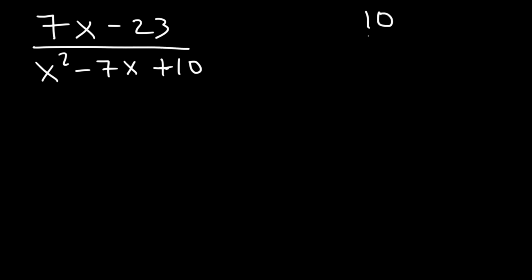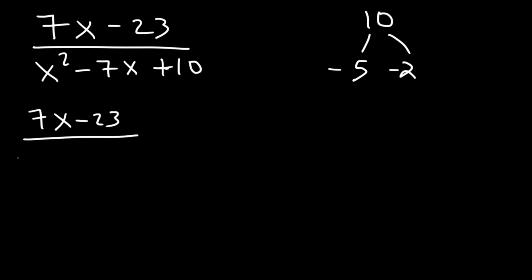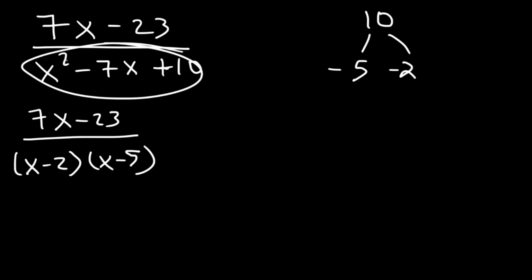So what two numbers multiply to 10 but add to the middle coefficient, negative 7? We know 5 times 2 is 10, but negative 5 plus negative 2 adds up to negative 7. So we have 7x minus 23 divided by x minus 2 and x minus 5. So you need to write the denominator in terms of linear factors and quadratic factors.